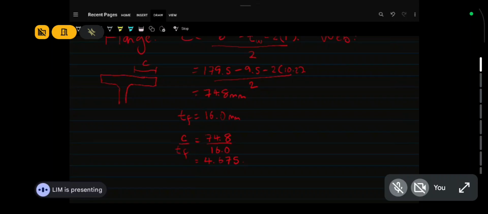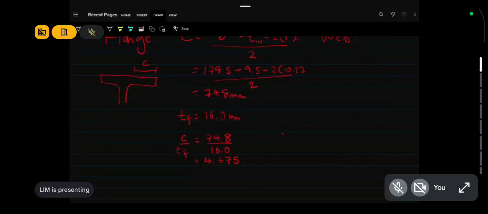Now, if it's less than 9 epsilon, then it's class 1. However, if it's more than 9 epsilon but less than 10, then it's class 2. Now, what is 9 epsilon? It's 9 times 0.92, which is 8.28.